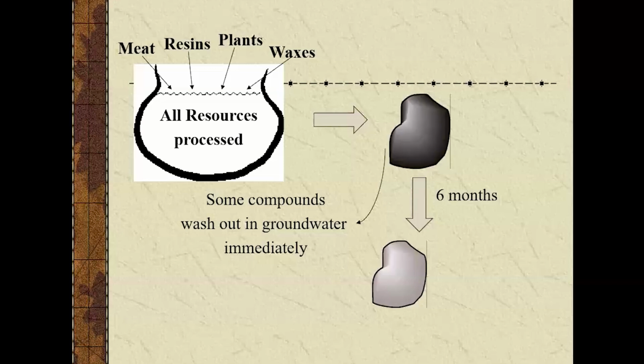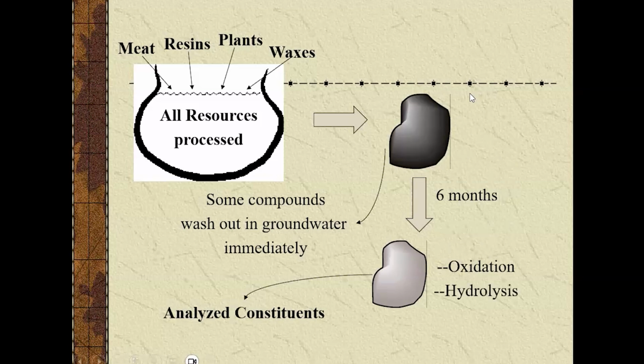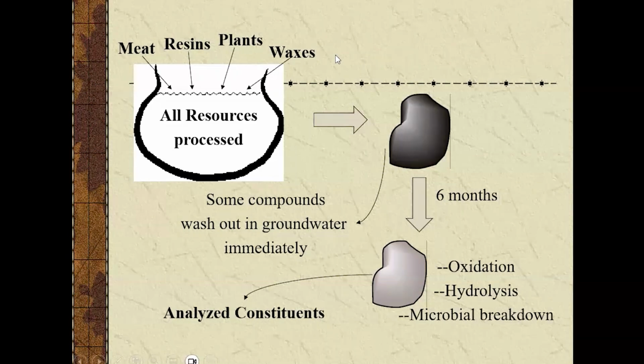But in general, after about 6 months or even less, we'll begin to see a range of transformations within some of the compounds that are still absorbed within the matrix of the pot. So some, but not all, of these compounds will undergo oxidation. Air will get in there. Some will undergo hydrolysis. The water and the groundwater will begin to break apart, for example, triacylglycerols, to give us just the fatty acids. And then some microbes, bacteria and so on, maybe even little fungi, will get in there and start to break down those compounds.